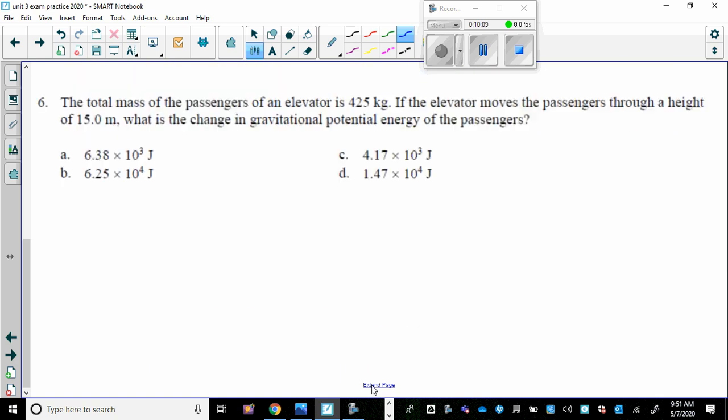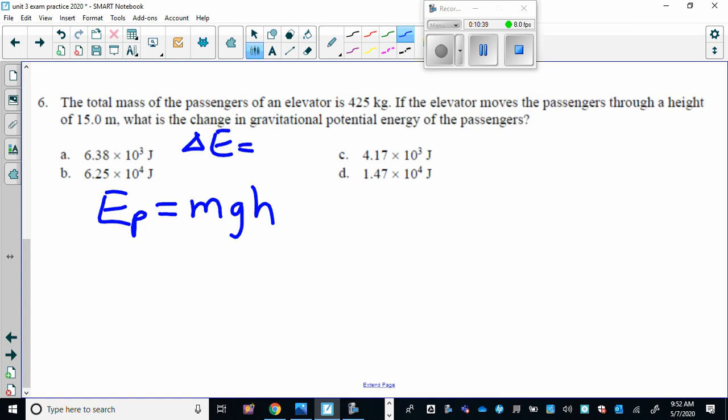Number 6, the total mass of the passengers in an elevator is 425 kilograms. If the elevator moves the passengers to a height of 50 meters, what is the change in gravitational potential energy of the passengers? That's a pretty straightforward question. All we want to know is EP. And since we're going to assume that they had no gravitational energy to begin with, the change in gravitational potential energy would be EP final minus EP initial, but we're just going to assume that the EP initial was 0.